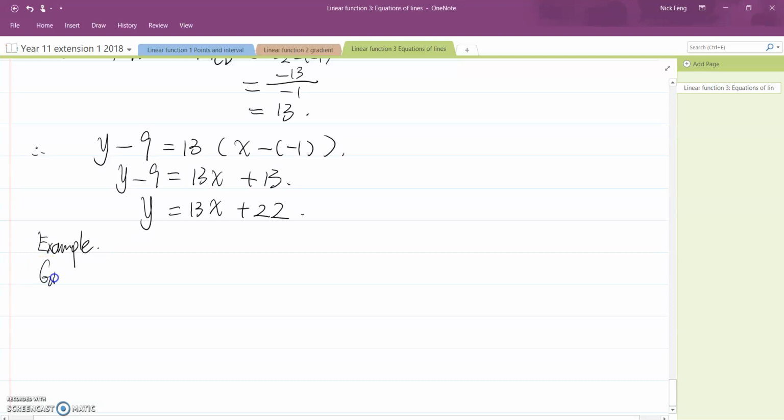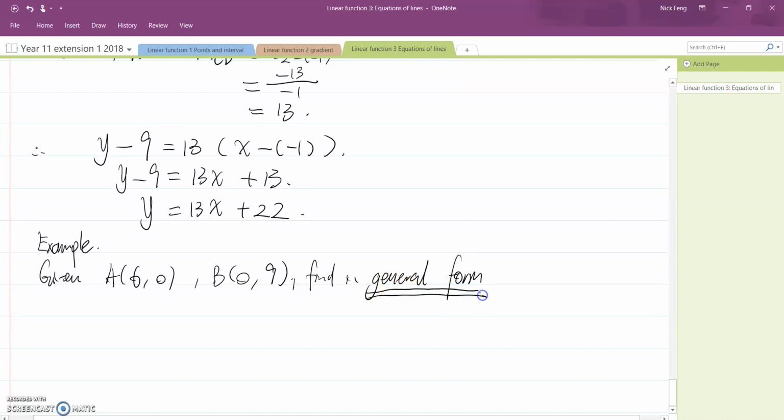Given A is (6, 0) and B is (0, 9). In other words, this point lies on the x-axis and this point lies on the y-axis. Now this time the question asks for general form. Whenever you read a question like this, make sure you underline that and don't just leave it as gradient-intercept form. Otherwise you'll lose marks because you haven't actually answered the question.